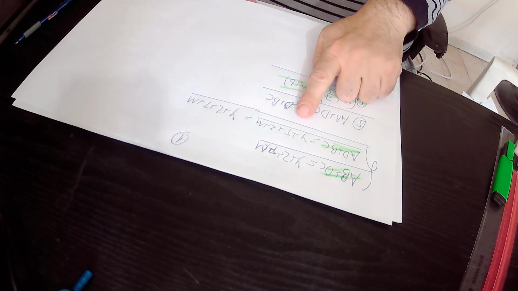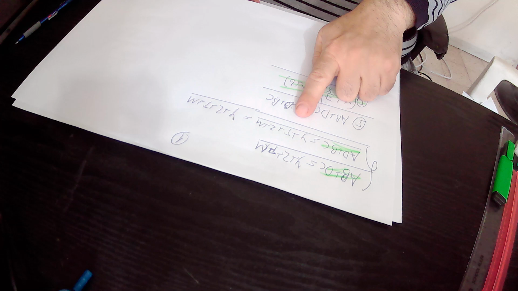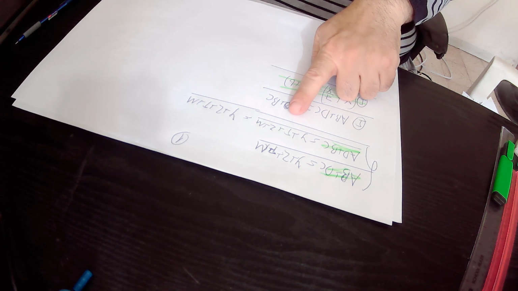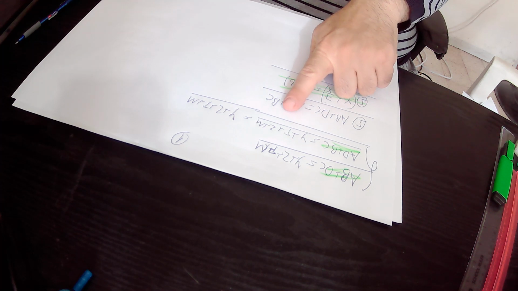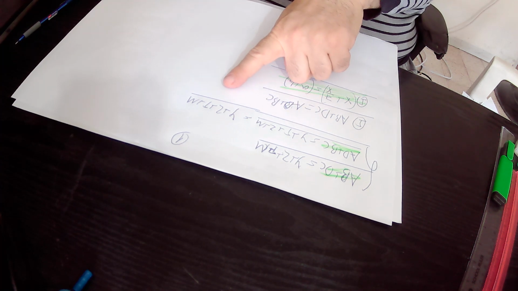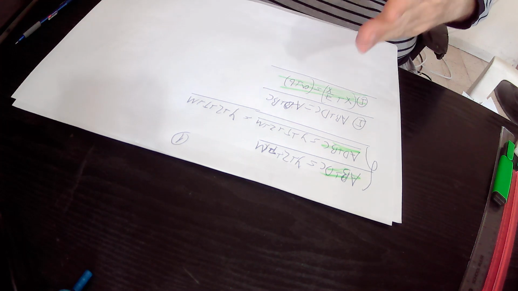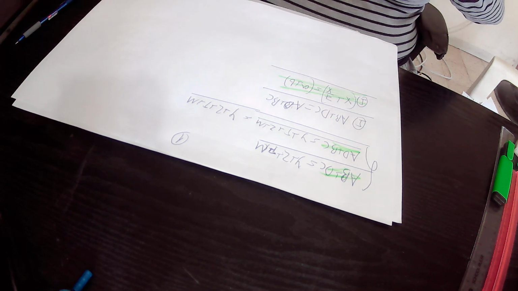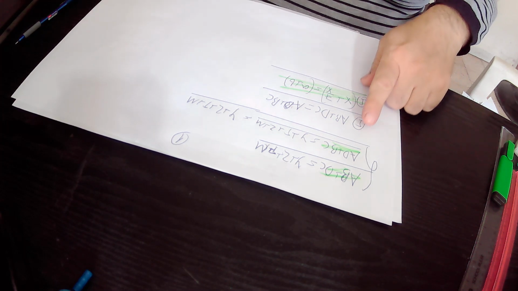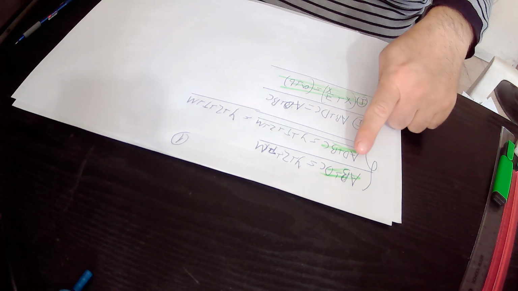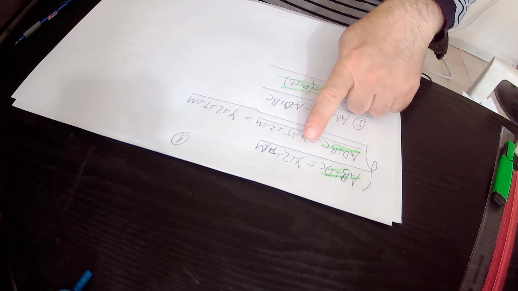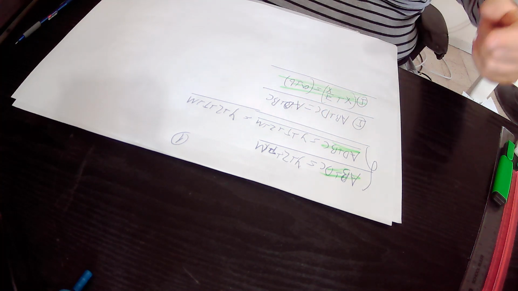Here we can change the order of the variables according to the algebraic identity that A plus B equals B plus A. So instead of Y plus T plus Z plus M, we can write Y plus Z plus T plus M. We just change the order of the letters. So AD plus BC equals Y plus Z plus T plus M, and AB plus DC also equals Y plus Z plus T plus M.